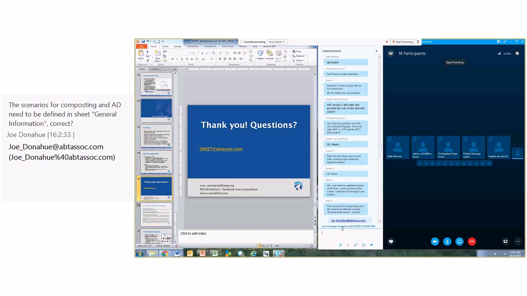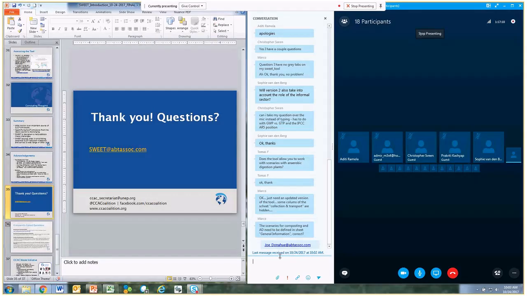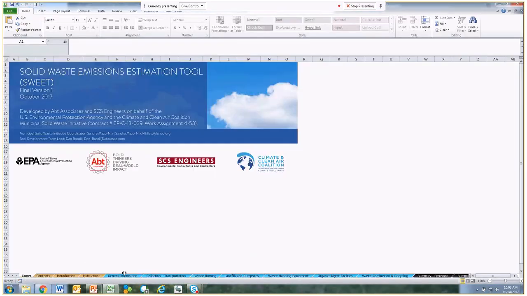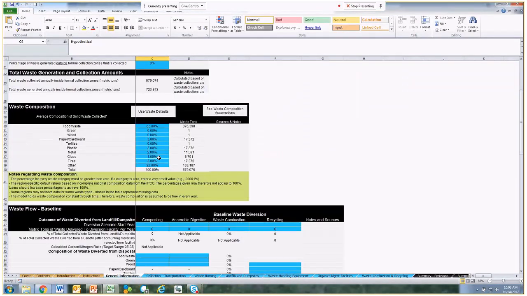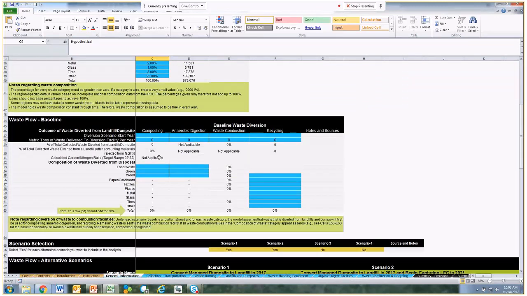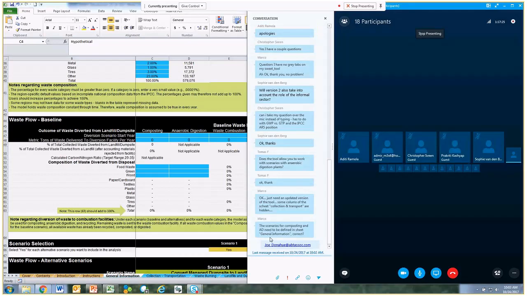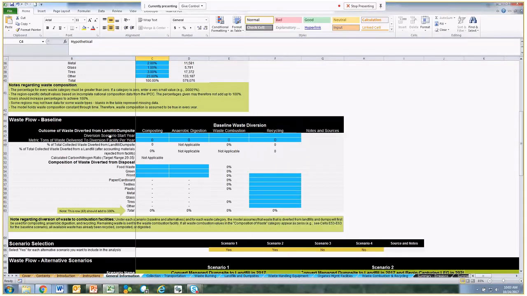I see Marco made a comment, the scenarios for composting. Yes, that is correct. Actually, let me see what I can do here. You should still all be able to see my screen. Marco was asking if the scenarios for composting in AD need to be defined in the general information sheet, and that's correct.